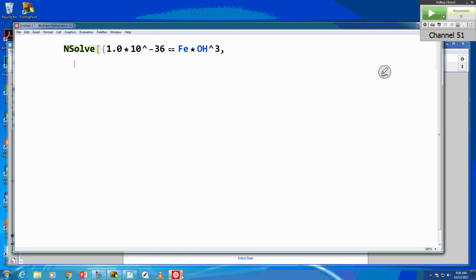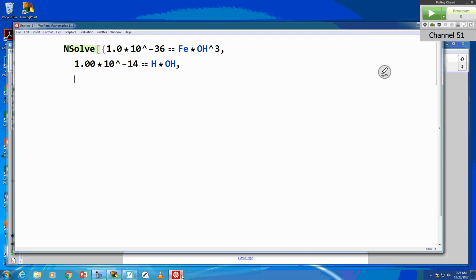All right, my second equation is going to be the autoprotolysis of water. So 1 times 10 to the minus 14th equals H plus times OH minus, comma. So what it's done is the things that it thinks are variables, it's made blue for us.